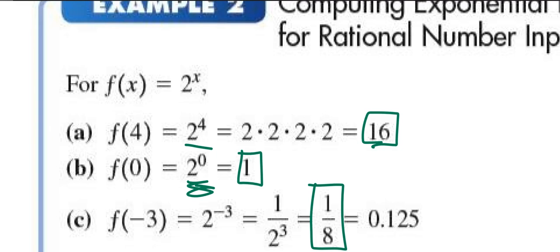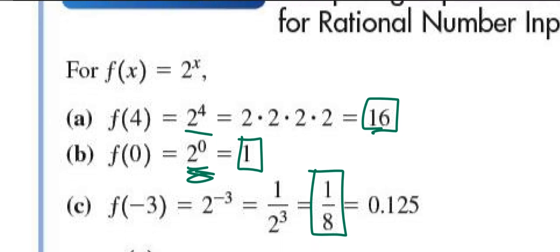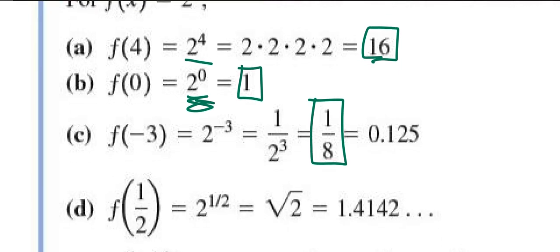So, what if I asked you to plug in... What do they got on my list? Oh, a fraction. Yes, you will have to remember that a fractional exponent is the same thing as a radical. And that's where I would want you to stop there. I don't expect you to know that radical 2 is 1.414.